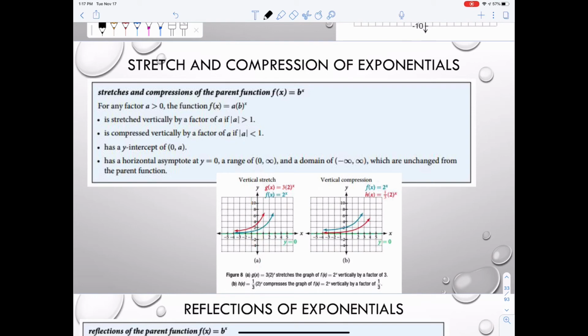If it's negative, it flips it upside down and stretches, all right? If it's less than 1 for the absolute value for A, it's going to compress it, all right? It's going to make it shorter and make it flatter, like a pancake, all right? It's going to have a y intercept at 0a, right? And the horizontal asymptote doesn't necessarily change there, but again, instead of it being 1 unit above the asymptote, now it's a units above the asymptote, or possibly below, all right?